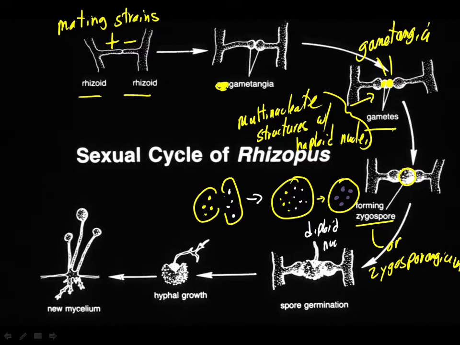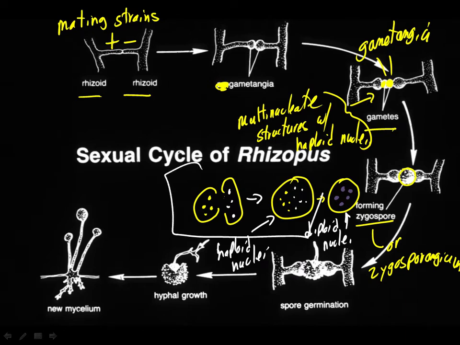So the nuclei fuse. Yep, they fuse in that zygosporangium, and here we have diploid nuclei. And so that's our process of syngamy. We could divide it into those two stages, plasmogamy, the fusion of the outer cell walls, and then the fusion of the nuclei. But in this organism they occur very close together in time. So we just say it's syngamy, and that gives us this state where we have these diploid nuclei in our zygospore or our zygosporangium.